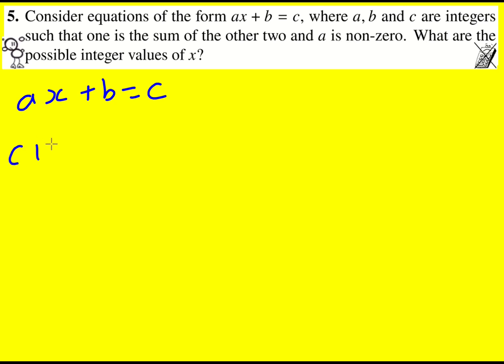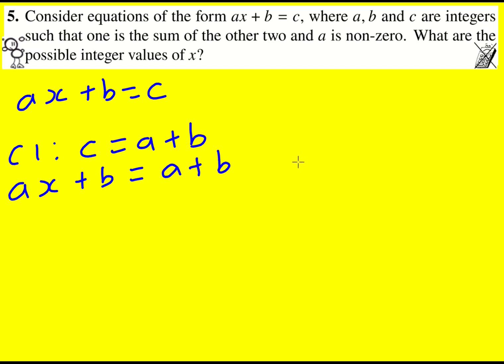So when I did this question, I looked at three different cases. First of all, c is equal to a plus b. Okay, let's start with that one. Then we're going to get ax plus b is equal to a plus b, which is going to give ax equal to a. And because a is non-zero, we can divide through. The only solution if c is equal to a plus b is x equals 1.